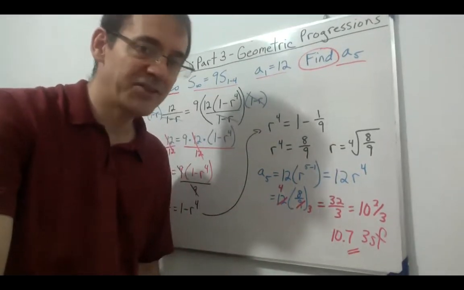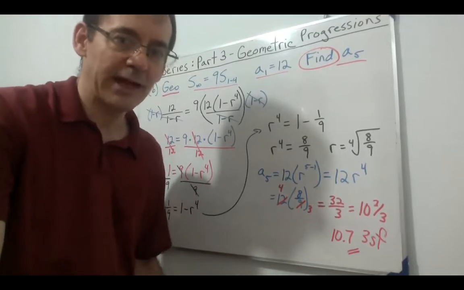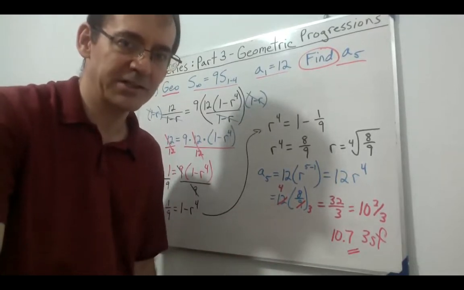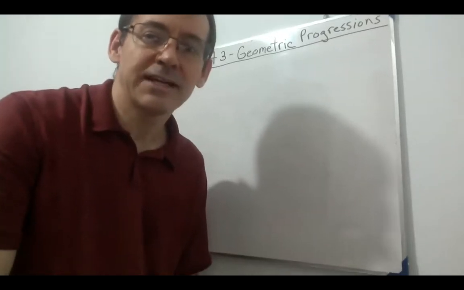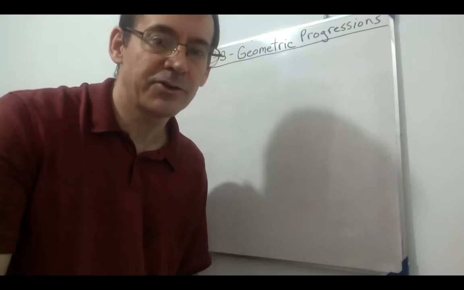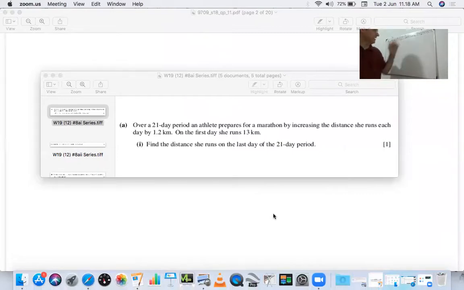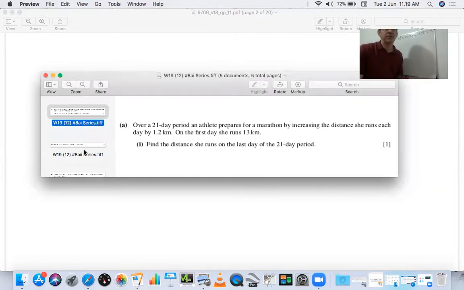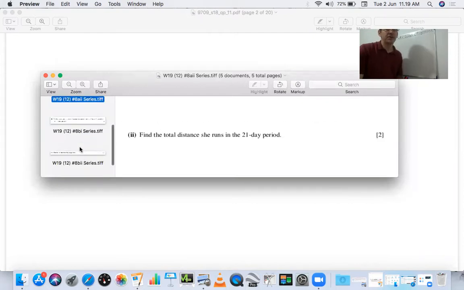So let's look at the second one that we did in part 2 and continue it on into the geometric progressions. Okay, here's our second question. And again, let's go to screen sharing so that we can see what the question was that we looked at in part 2. Remember the 21-day period, and we see that she runs each day increases by 1.2. So that means you're adding 1.2 every day. It's arithmetic. It doesn't say arithmetic. You have to figure it out from the question.